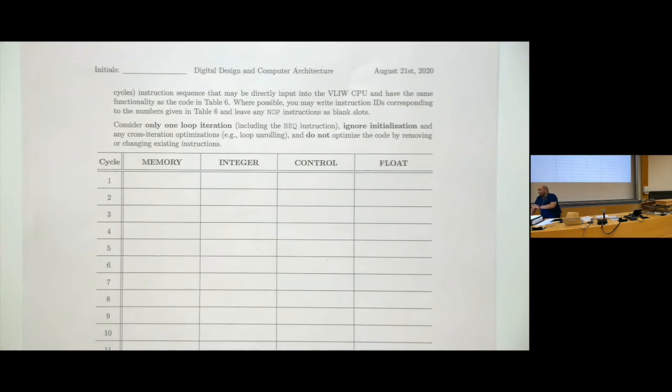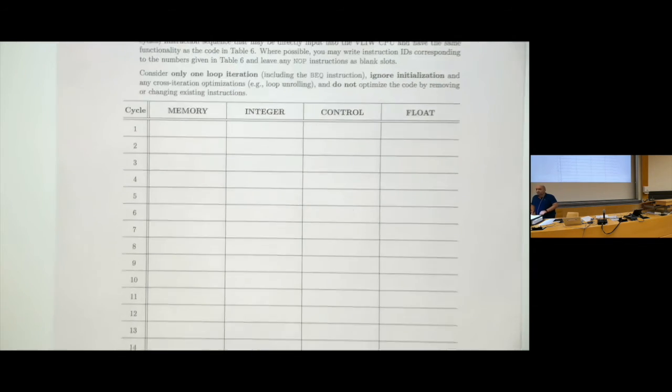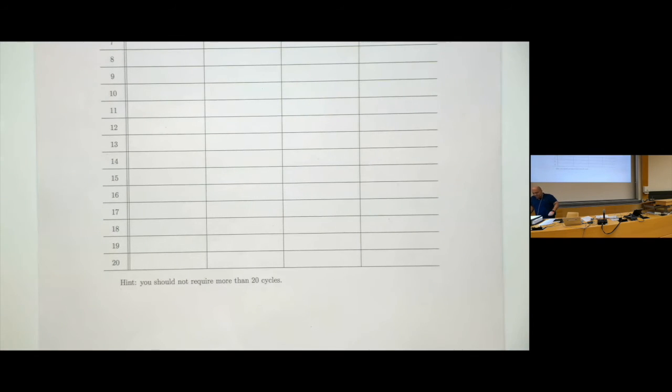As a brief side note, loop unrolling is a very commonly used optimization technique, especially in these VLIW contexts. So good for you to know, but not relevant for this question. They ask us explicitly not to consider that, and also not to optimize the code by removing or changing existing instructions. So let's start. Oh, by the way, we also have a hint down here that the entire thing should not require more than 20 cycles. I don't think we're going to have that problem.